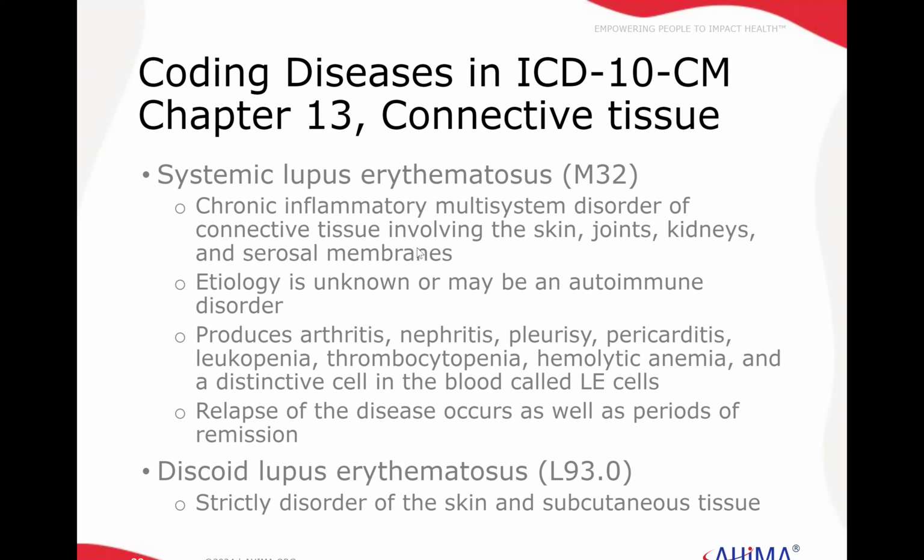Lupus is a systematic chronic multi-system disorder. One of the manifestations is the joints itself. This is believed to be some sort of autoimmune disorder. And we can have arthritis in addition to nephritis, pleurisy, pericarditis, and many other things related to lupus.